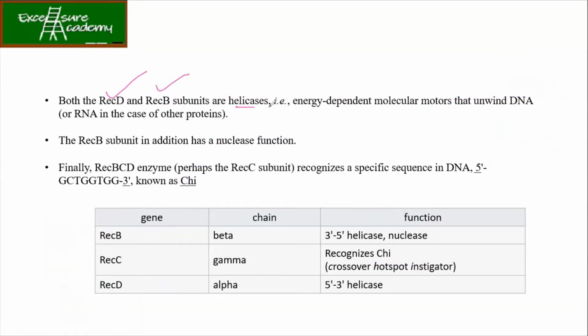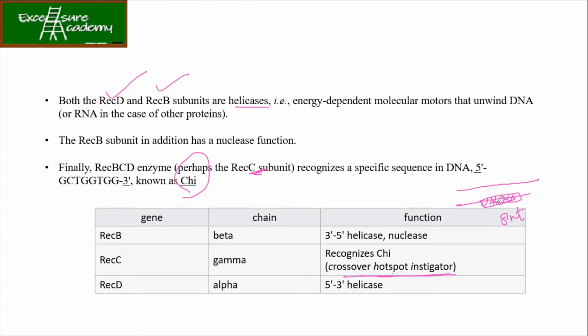D and B are helicases, where RecC is recognizing a specific sequence in DNA known as chi, the crossover hotspot instigator. इसका मतलब क्या? DNA में एक ऐसा sequence रहेगा around 8 nucleotides का, which is like a hotspot where the crossing over is going to happen. ठीक है, जहां पे आपका recombination होता है, जहां पे homologous recombination will be happening. So we'll talk about this chi also in detail.